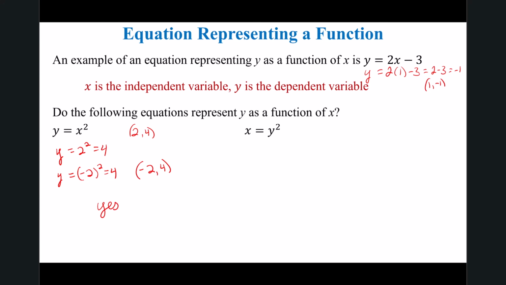Let's look at the one on the right. If our input value, x, say is 9, then y could be 3, or y could be negative 3. Either way, the x value is 9, but I got two different y values back out. So I have (9, 3) and (9, negative 3) are both points on this graph. So no, this is not a function because the same x value gave us two different y values.